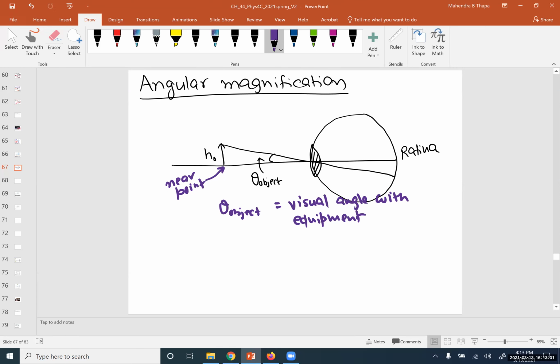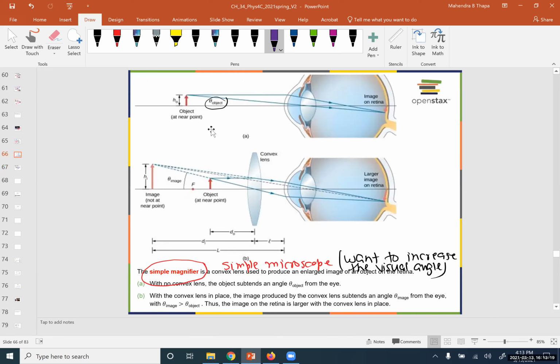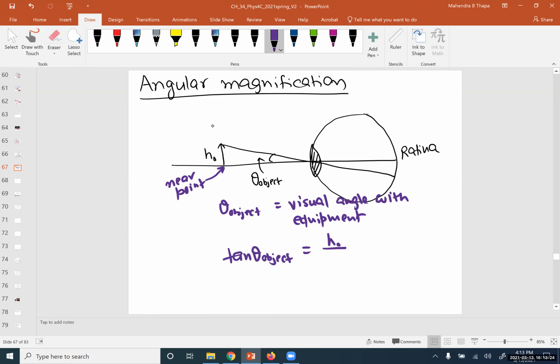From this picture, we can write tan theta object equals h0 over this distance from the center of the eye to the near point. I wrote this distance as d. You can use any symbol. But you know this d equals nearly 25 centimeter for a normal eye.